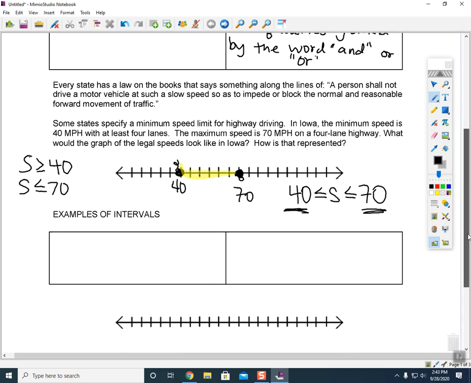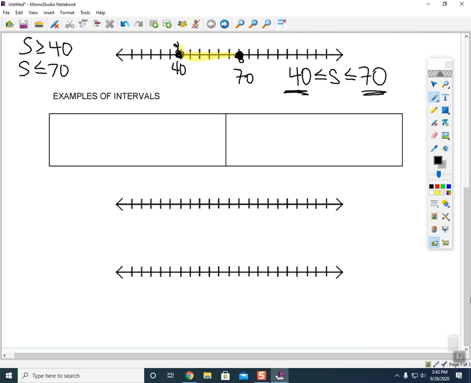Okay, so there are two types of intervals that we're going to be talking about. The first example of an interval is what we call a finite interval. If something is finite, it has a beginning and an end. We know where it starts and we know where it finishes. We call these and statements. And this is how they're set up. It's exactly what we just did with our first example.